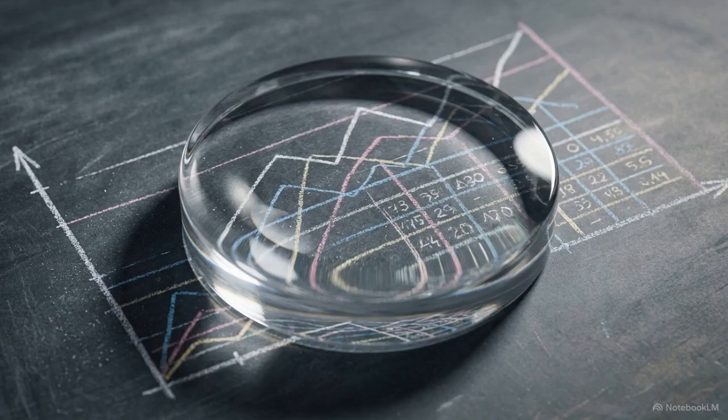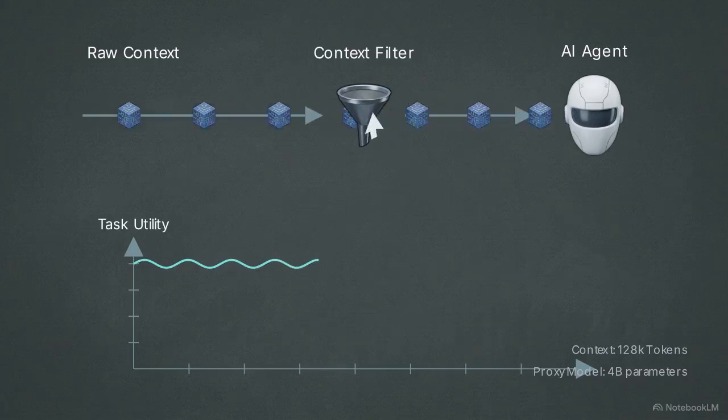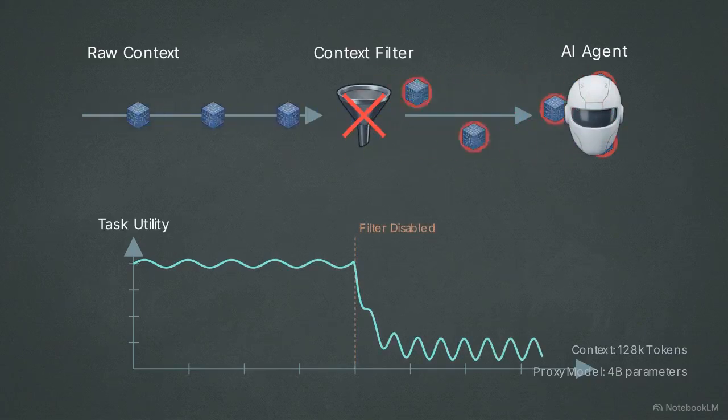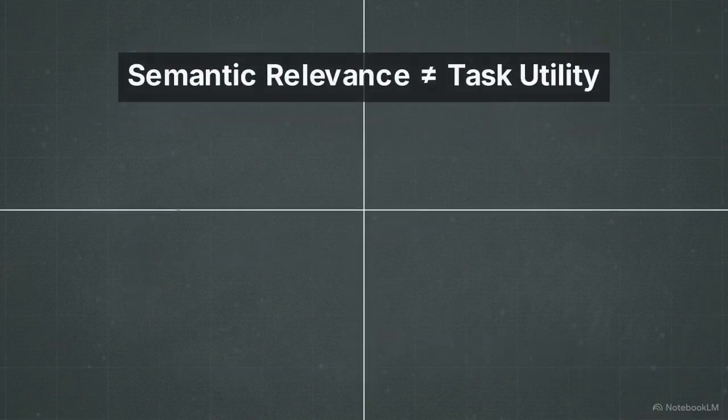We see the limits of this assumption in a MemSifter ablation study, which analyzed how proxy models select memories from massive 128,000 token context windows. An ablation study is an experiment that removes specific components of a machine learning system to measure their individual impact on overall performance. The study revealed a stark distinction. Semantic relevance does not equal task utility.